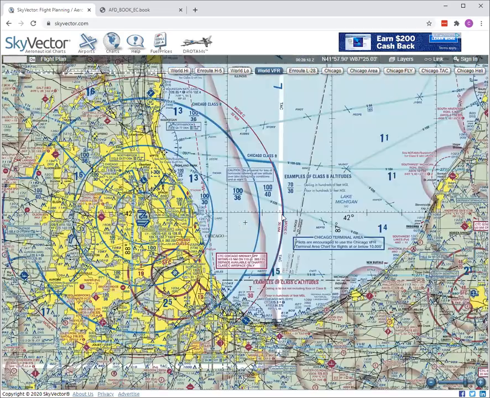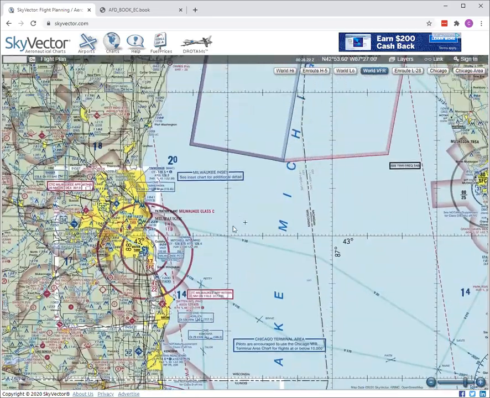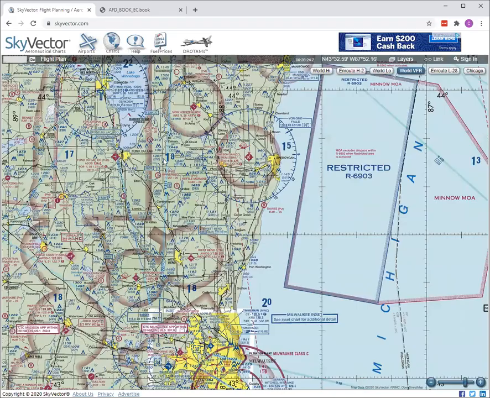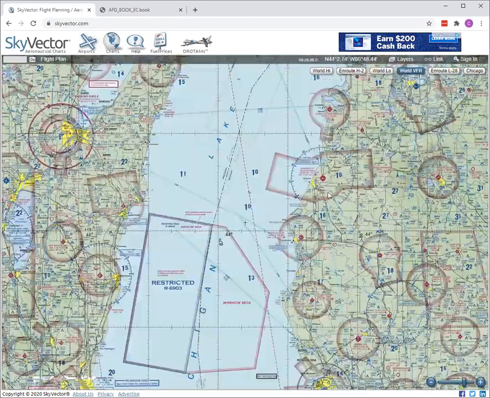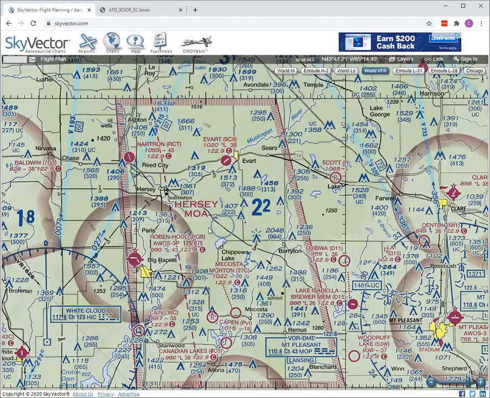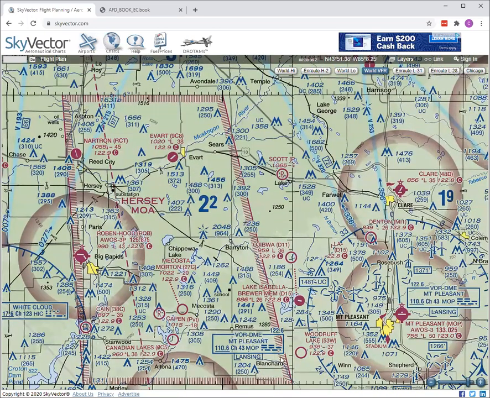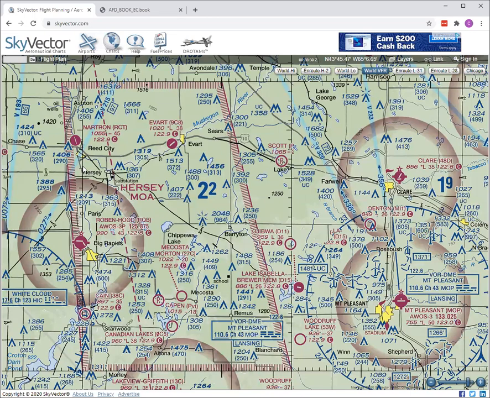All right, so that's just a quick recap on sectional charts and airspace. So let's talk about some of the other things that we haven't seen yet. Here we have MOA. So we can see the hashed magenta lines that go around the perimeter of this MOA. And MOA stands for Military Operating Area.